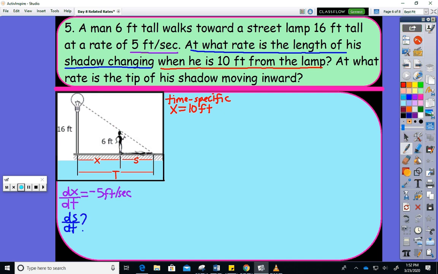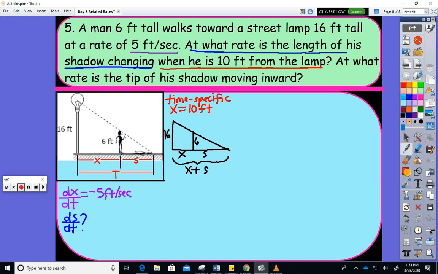So I'm looking at the picture thinking about similar triangles. I've got an inside similar triangle and a big outside similar triangle. And I can see if I compare left side to left side, I've got 6 to 16 as my scale factor. Now, this is x, this is s. So instead of doing a T, let's do an x plus s, and that way I don't have any need for a third variable.